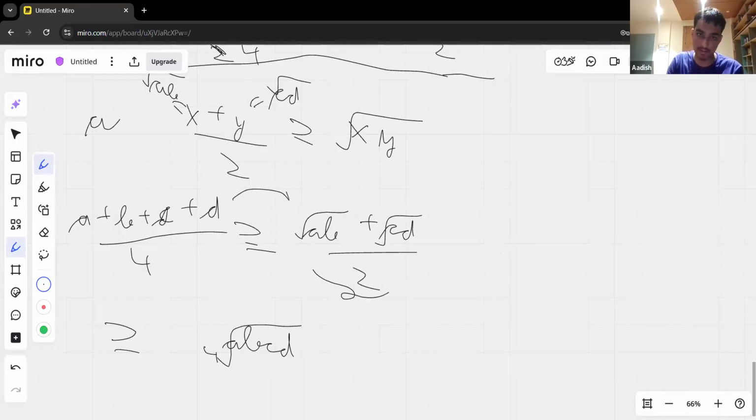Now, from here to here, we used AM-GM on AB and CD. We know that AM-GM has its equality case when A and B are the same, and when C and D are the same. So if these two things are equal, then A and B have to be equal because we have used AM-GM on A and B, and C and D are equal because we have used AM-GM on C and D. Because if C and D were not equal, then (C plus D) by 2 would be strictly greater than root CD, and equality would not be able to hold here.